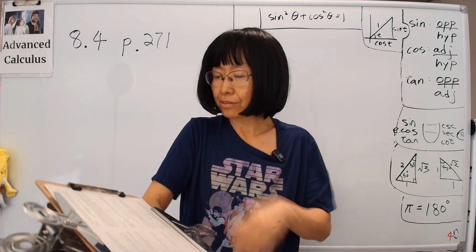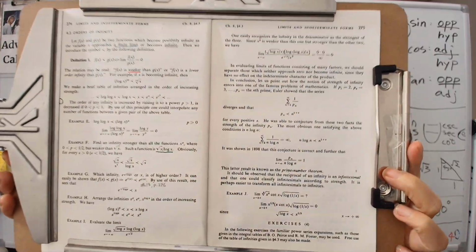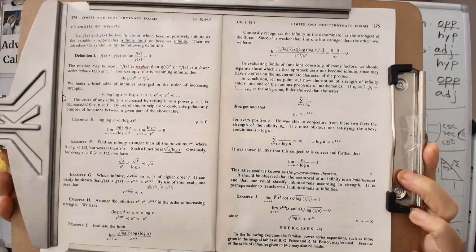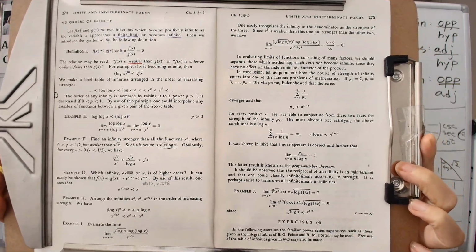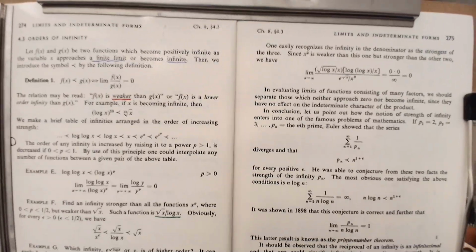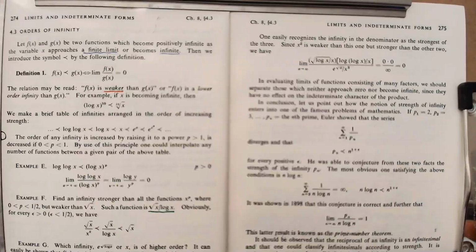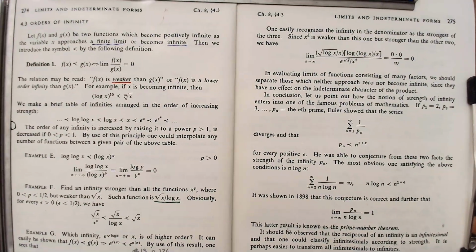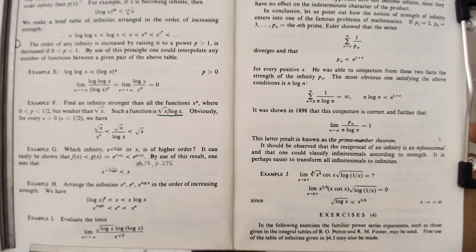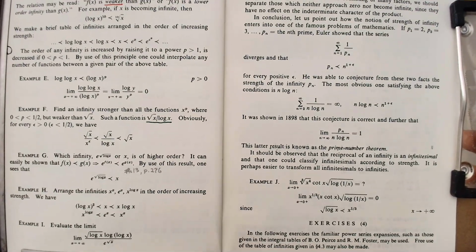Next, page 274 and 275. We have right. Okay, right. Let's see here. Okay, a bit closer on the top, and closer on the bottom. All right.